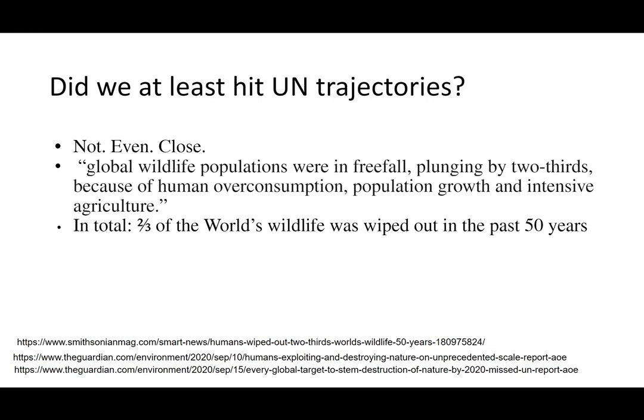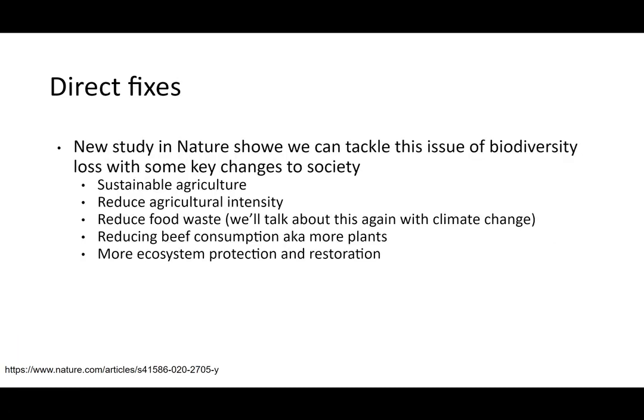So all the stuff we said that we were gonna do in the early 2000s by 2020, we didn't even try to do basically. And so I like this quote, and it says, global wildlife populations are in free fall, plunging by 2/3 because of human overconsumption, population growth, and intensive agriculture. And in total, about 2/3 of the world's wildlife was wiped out in the past 50 years. If you wanna read a little bit more about that, take a peek at these two articles from The Guardian as well as Smithsonian. Of all these trajectories we tried to hit, we simply failed.